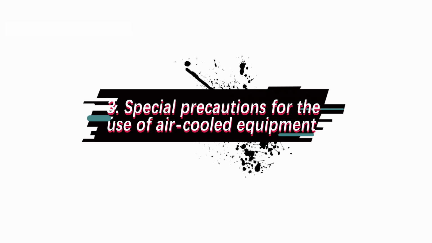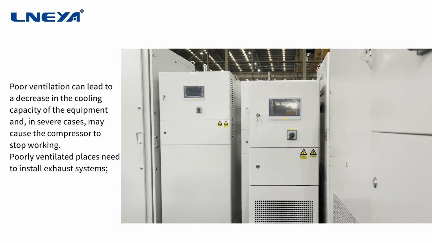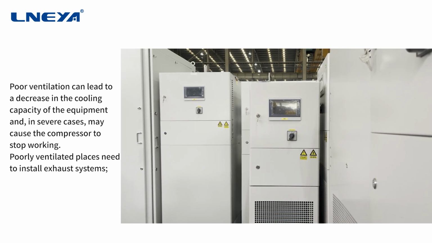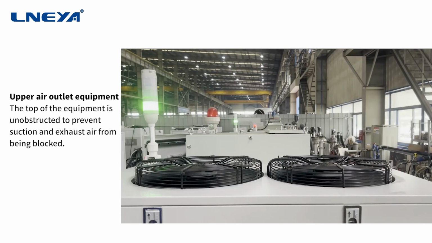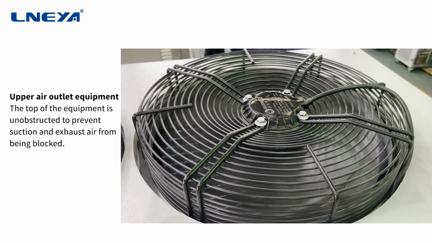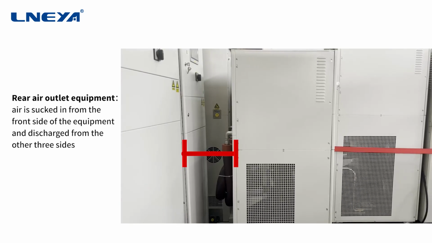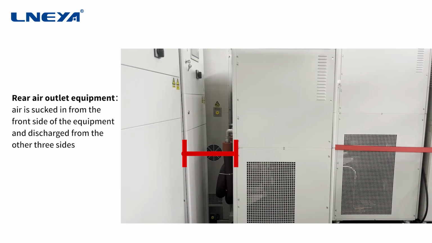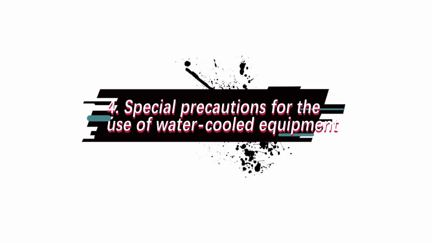3. Special precautions for the use of air-cooled equipment. Poor ventilation can lead to a decrease in the cooling capacity of the equipment and, in severe cases, may cause the compressor to stop working. Poorly ventilated places need to install exhaust systems. Upper air outlet equipment: the top of the equipment is unobstructed to prevent suction and exhaust air from being blocked. Rear air outlet equipment: air is sucked in from the front side of the equipment and discharged from the other three sides.